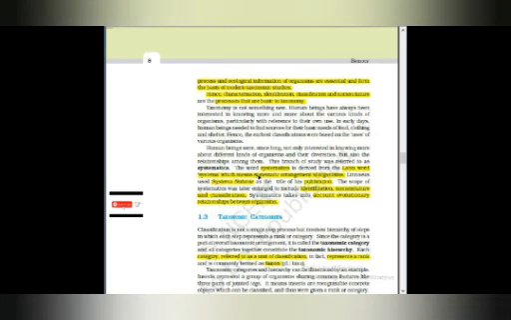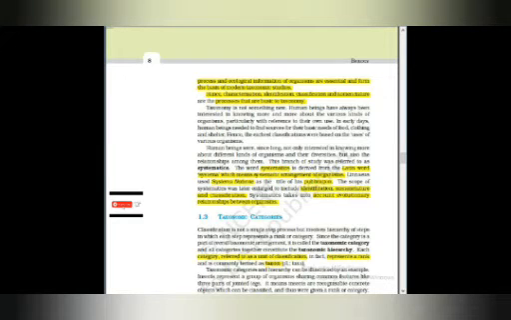Now another term that you will face in this chapter is systematics. Systematics is derived from the Latin word systema. Systema means the systematic arrangement of organisms. So Linnaeus used Systema Naturae as the title of his publication.